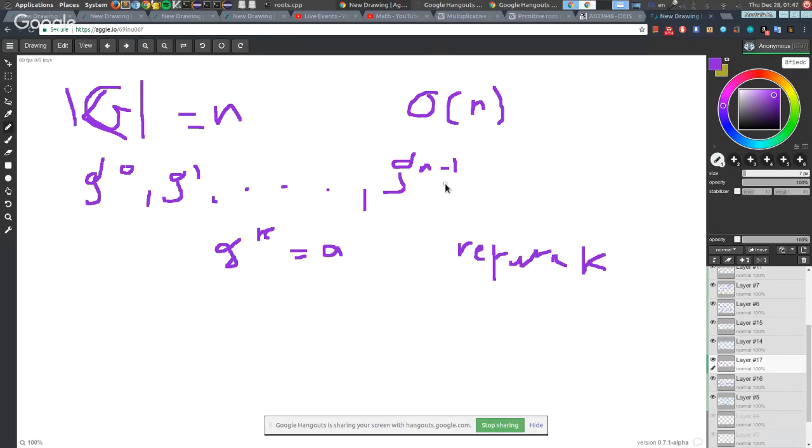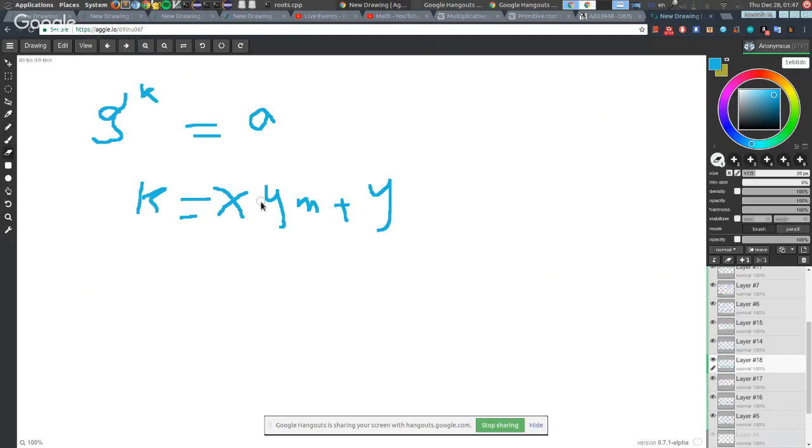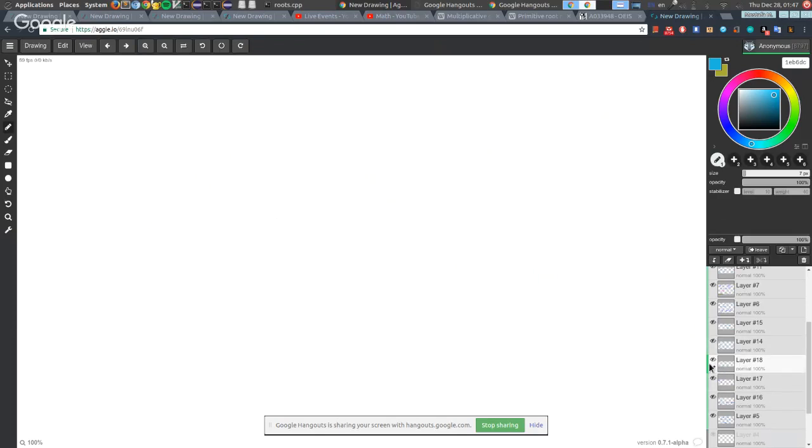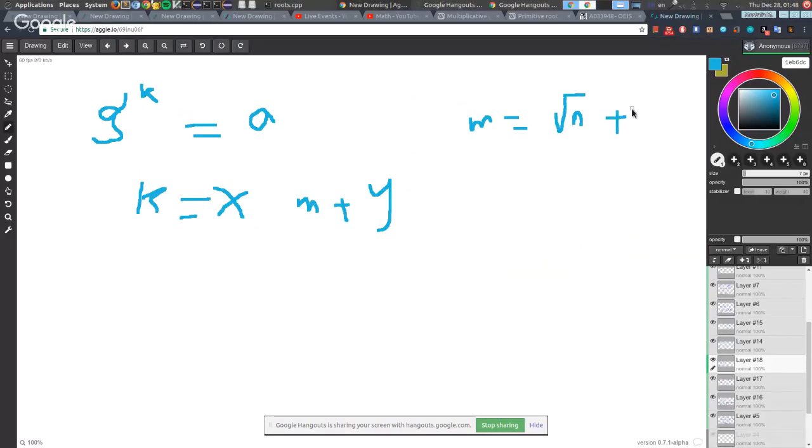So we will proceed to another algorithm, which is called the baby step giant step, which attempts to solve the same problem but in a more efficient way. This algorithm will assume that G to the power of k is equal to A. So the k, we can write it as x times m plus y, where m here is the square root of the group size. So it's the square root of this number, and then we just add 1 to it.